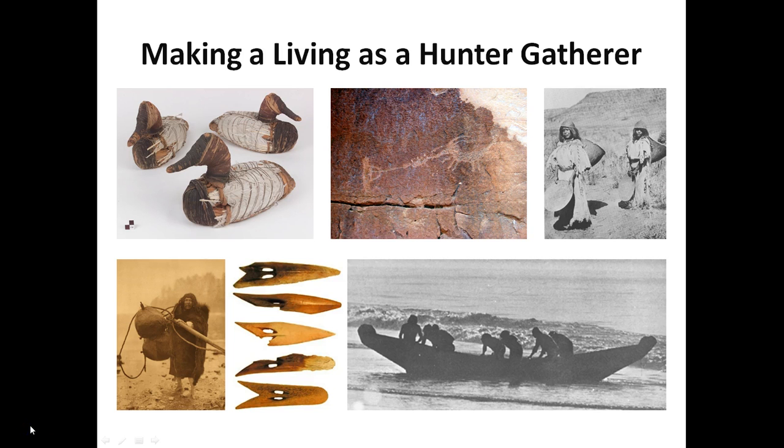With the change from the Ice Age to the period of modern climate and the development of modern ecosystems, human societies adapted to these, but these were still hunters and gatherers. They did not have domesticated crops or domesticated animals. So we will look at how people made a living as hunters and gatherers, looking at case studies from here in the American Southwest and from the Pacific coast.